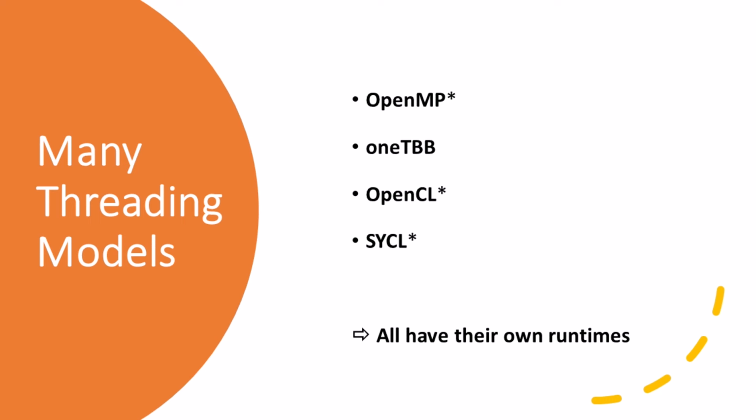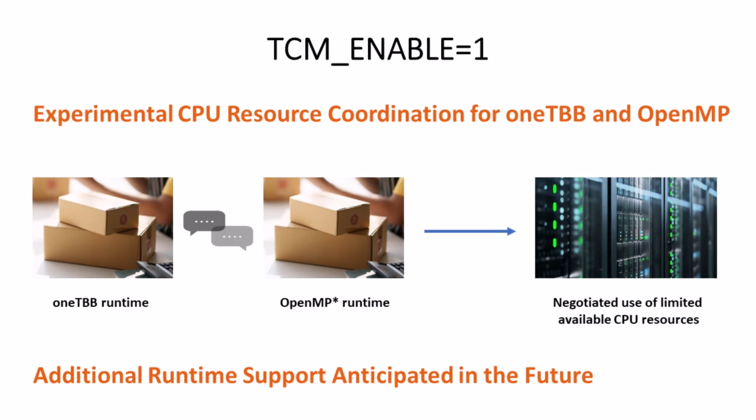This implies that if you are using them concurrently or in a nested fashion, it is very likely that those runtimes will try to steal available hardware threads or compute cores from each other. The Thread Composability Manager solves this problem through runtime coordination. For now, it deconflicts thread allocation between oneTBB and OpenMP only, but more is planned.